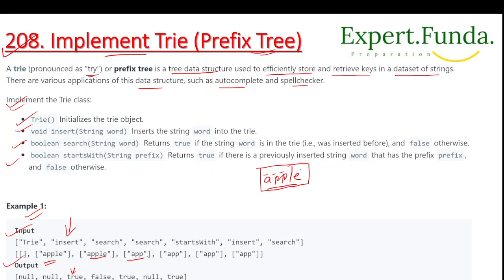When we search for "app", we check A, P, P. Is it the end at these three places? No. But when we come to the L, E, it is no, but at the final position it is yes, and that's why it is returning. I think you understood, right?